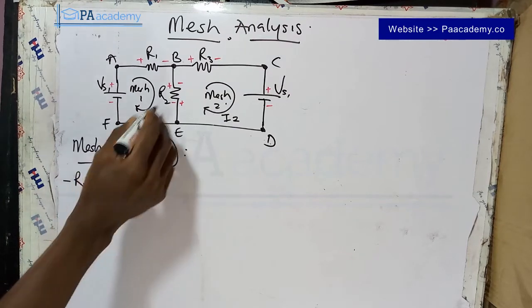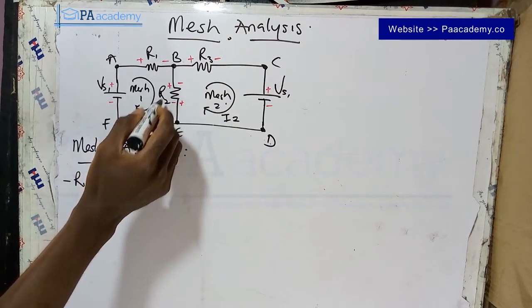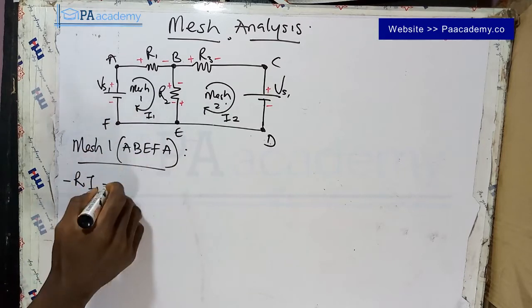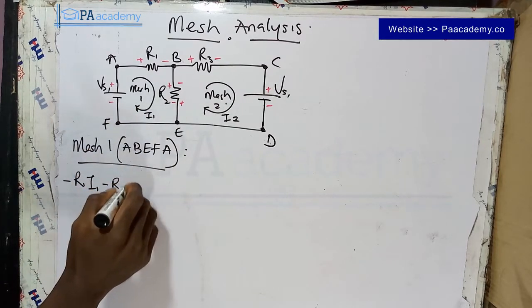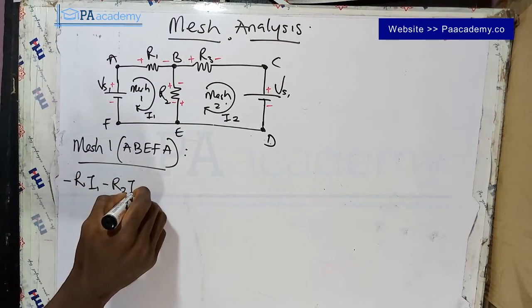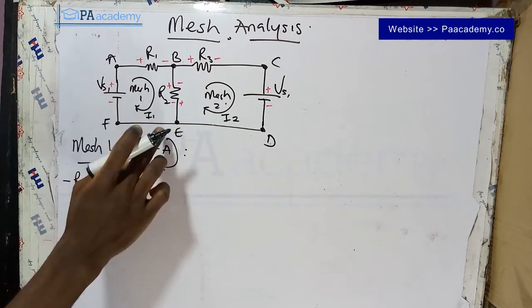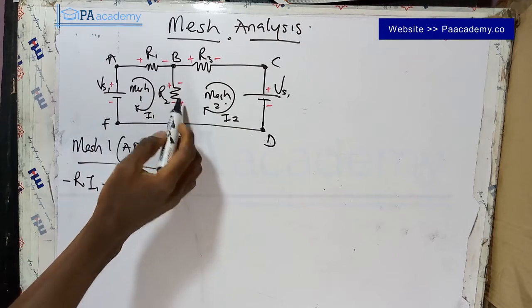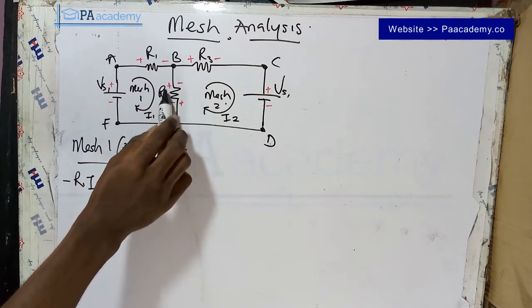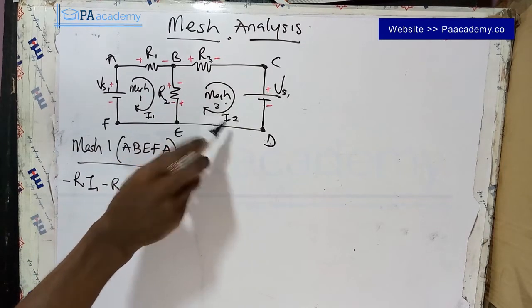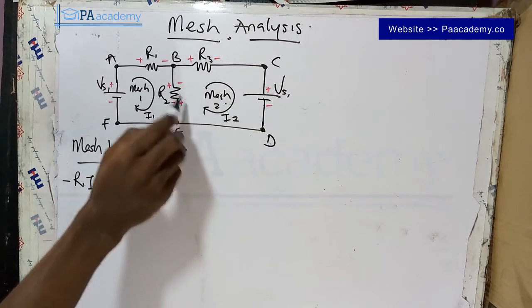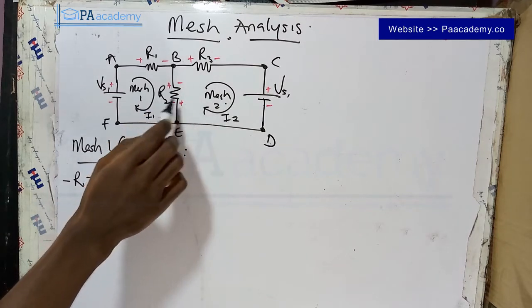That will be minus R2, and then the current I1. That will be minus R2 I1. So before we move further, there is also another current that is passing through this R2 resistor. That is current I2, which is also passing through this resistor. We are also going to consider that.